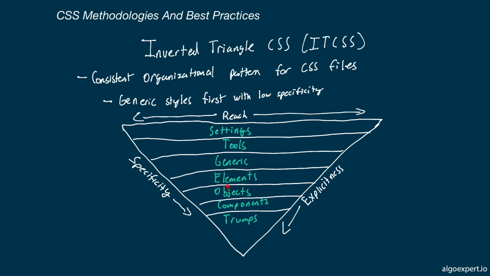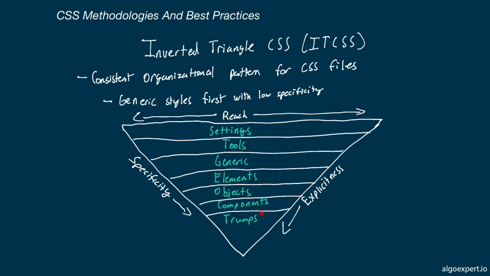The next layer is elements, which will hold our type selectors, and below the elements will be the objects layer. This will have the most generic classes in our website and is often used for larger containers. And then next we have the components, which holds the style for individual UI components, which is oftentimes where the majority of our CSS will end up going.